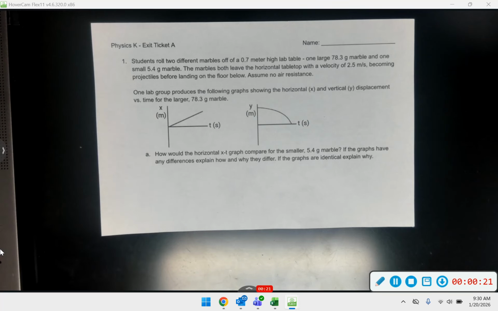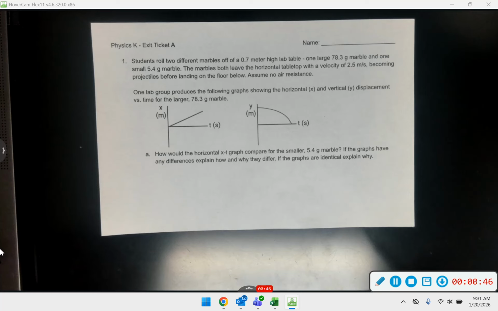The question says, students roll 2 different marbles off of a 0.7 meter high lab table. One large 78.3 gram marble and one small 5.4 gram marble. The marbles both leave the horizontal tabletop with a velocity of 2.5 meters per second, becoming projectiles and landing on the floor below. Assume no air resistance.